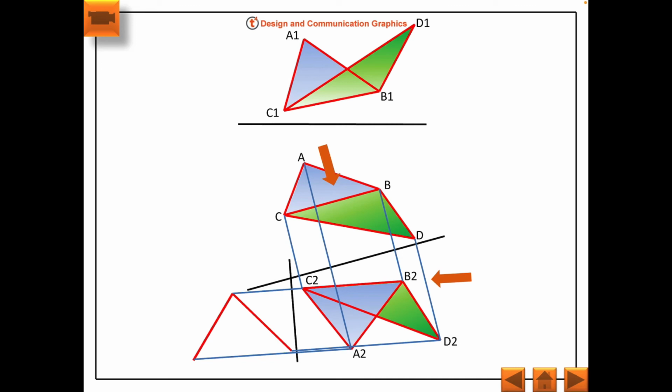So the distance back to CB is the same because it's a parallel line. Therefore, C3, B3 becomes a point. And that angle that's generated between the two, so I've got ABC and I've got CBD as an edge view of both of those triangles, and that's the dihedral angle in between them.